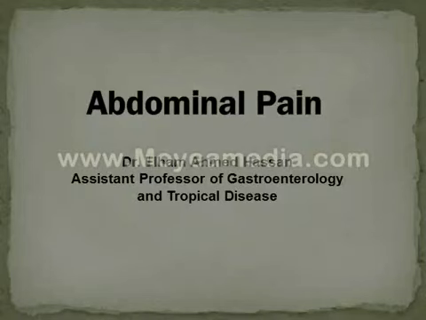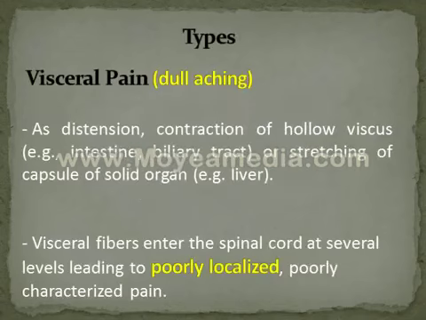Our talk about abdominal pain. Types of abdominal pain. First is visceral pain. It is dull, aching, and poorly localized pain. It is due to distension or contraction of hollow viscera like the intestine and biliary tract, or stretching of the capsule of a solid organ like the liver.